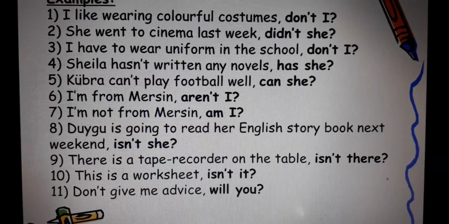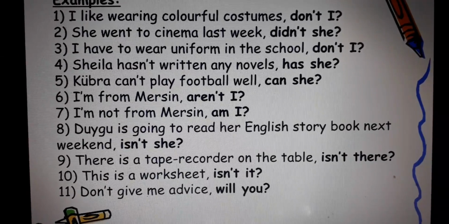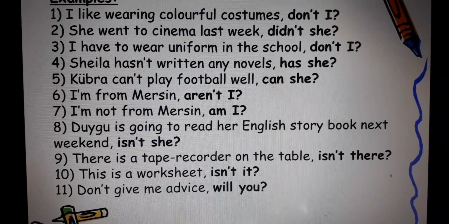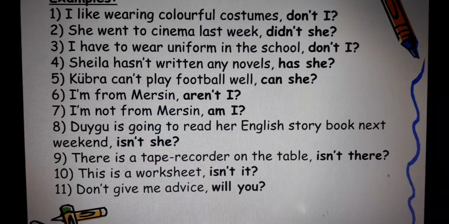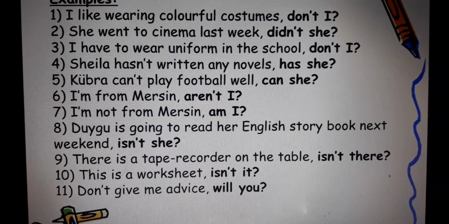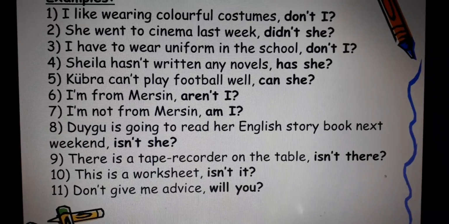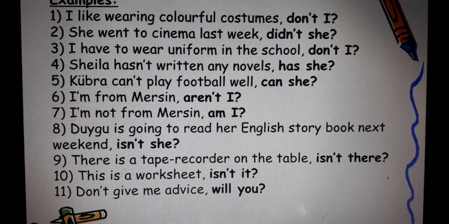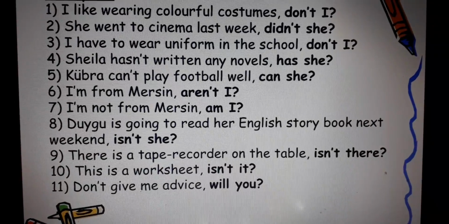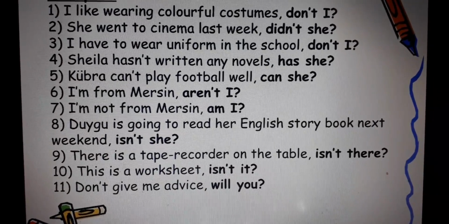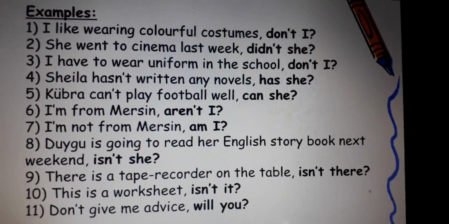Digu is going to read her English story book next weekend. Isn't she? There is a tape recorder on the table. Isn't there? This is a worksheet. Isn't it? Here, the pronoun of this will be written as it. Don't give me advice. Will you? I hope these exercises are clear to you.